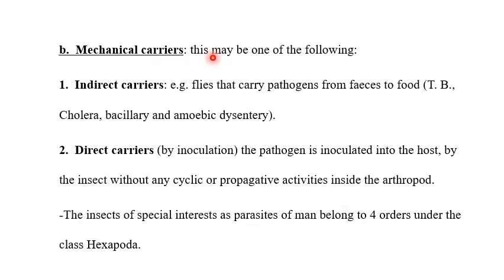Mechanical carriers may be one of the following. Indirect carriers, for example flies that carry pathogens from feces to food: TB, cholera, bacillary and amoebic dysentery. Direct carriers, by inoculation: the pathogen is inoculated into the host by the insect without any cyclic or propagative activity inside the arthropod. The insects of special interest as parasites of man belong to 4 orders under the class Hexapoda.